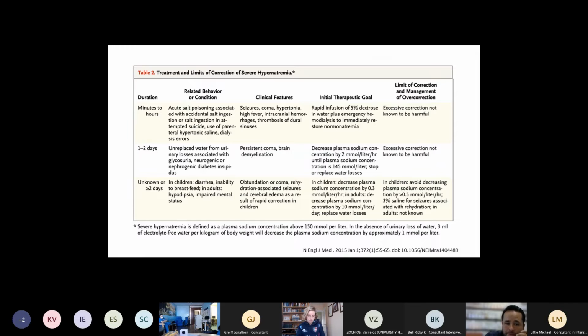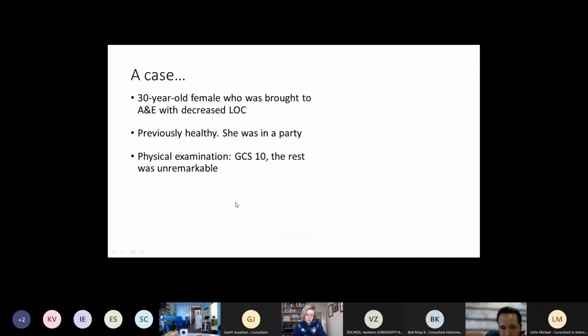Now, in hypernatremia, it's very similar with the timing. So if the hypernatremia has settled very quickly, excessive correction may not be harmful, but in patients who are unknown or who have had it for many days, we also have to provide treatment that goes slowly, because the quicker we go, the easier we get complications. Let's see with the cases, because I think it's going to be easier to understand.